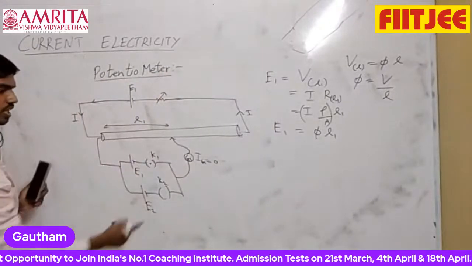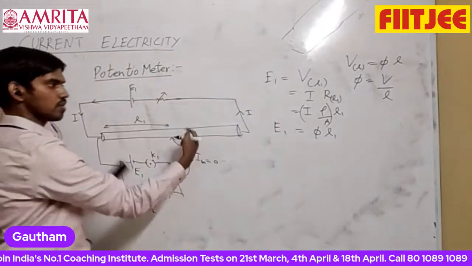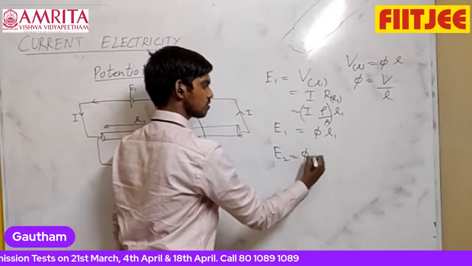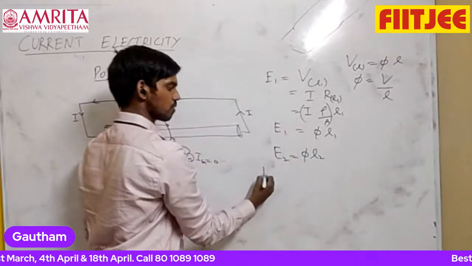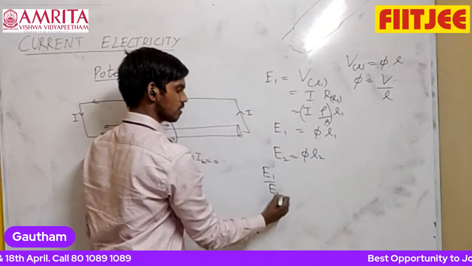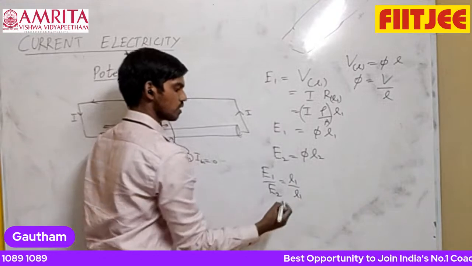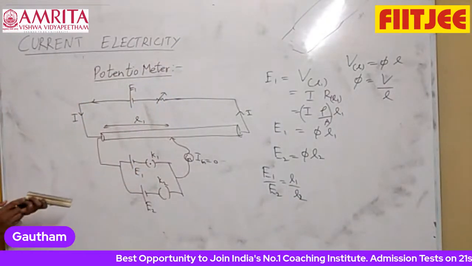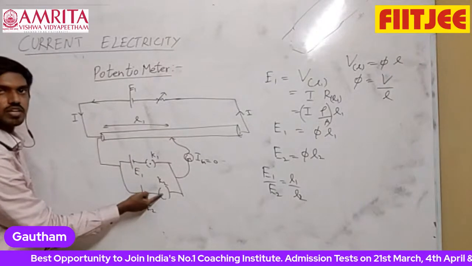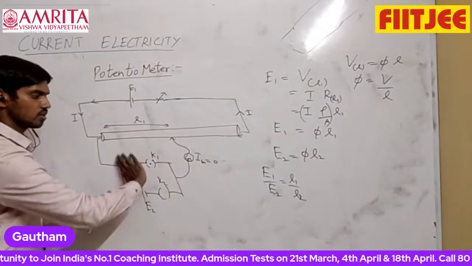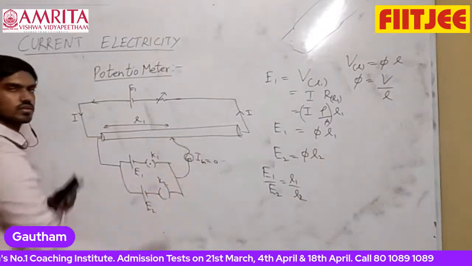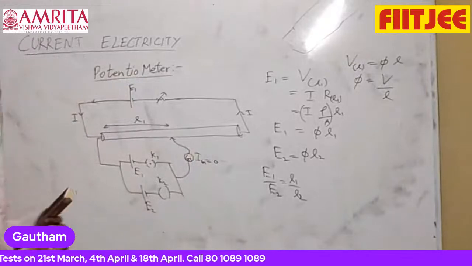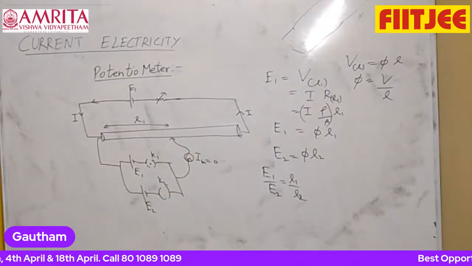Similarly, if the second battery is connected, and then some other length, you will get E2 is equal to phi into L2. If you divide both, phi will get cancelled. E1 by E2 is equal to L1 by L2. L1 is the length you get when this key is closed. L2 is the length you get when the second key is closed. This battery is connected, this is removed, and some other length you will get. So like this, you can compare the EMF of two cells using a potentiometer.